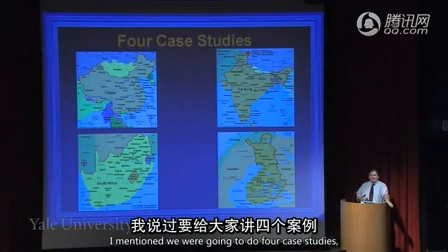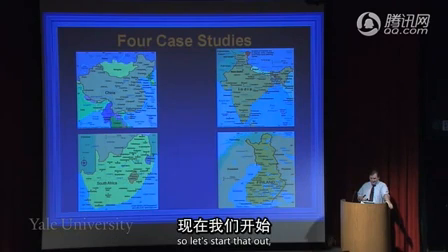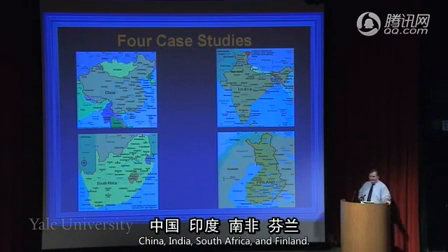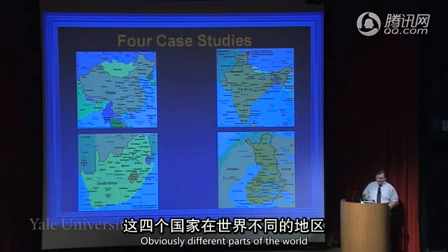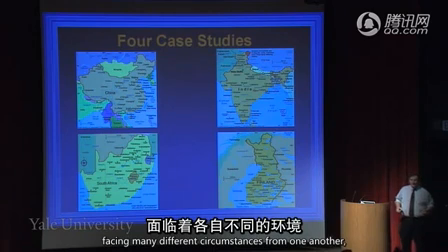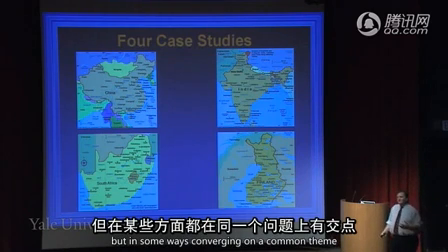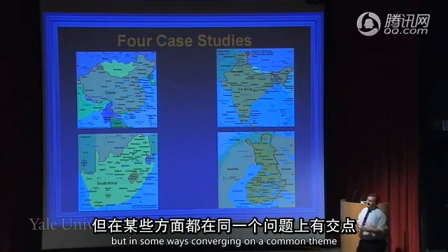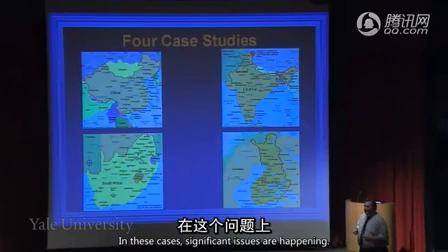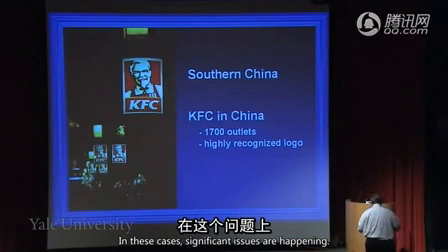So I mentioned we were going to do four case studies, so let's start that out. We're going to talk about China, India, South Africa, and Finland. Obviously different parts of the world facing many different circumstances from one another, but in some ways converging on a common theme that is pretty representative of what's happening around the world. And in these cases, significant issues are happening.